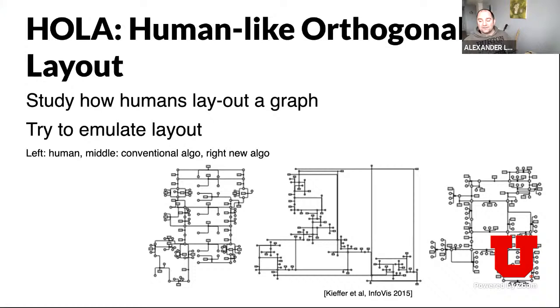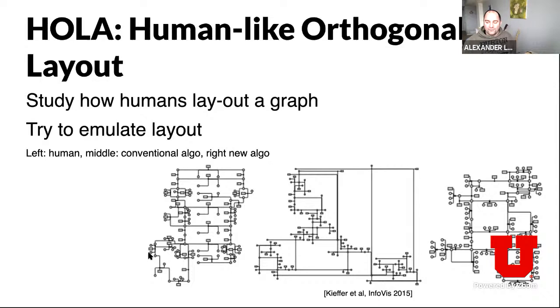I wanted to highlight this particular approach because it's just such a cool idea. In a force-directed layout, we usually have edges that are crisscrossing at any angle. But sometimes it is useful to have orthogonal layouts where edges can only be horizontal or vertical. These orthogonal layouts are computationally difficult to do. Here in the middle, you have a conventional algorithm from before 2015 that tried to do this orthogonal layout. On the left, you have a human layout for the same network.